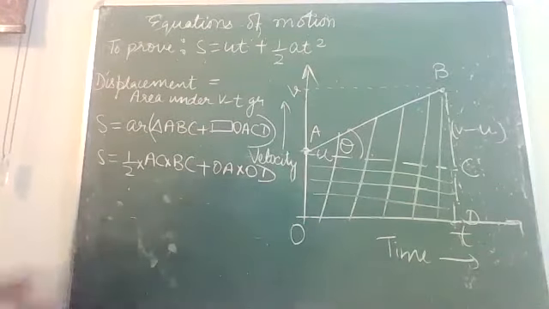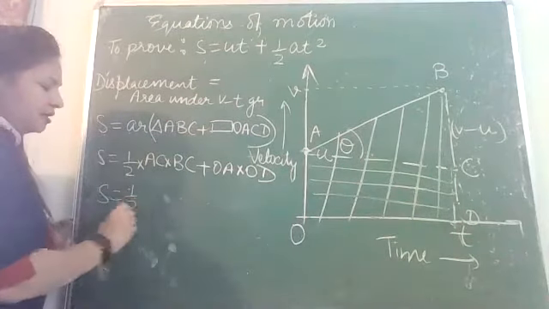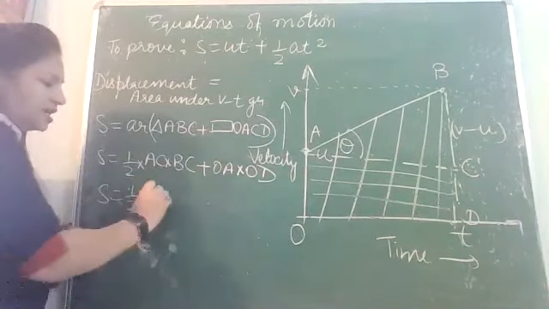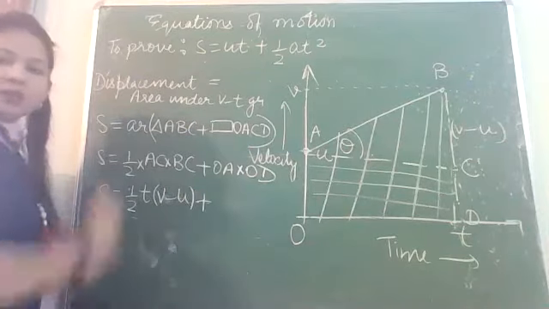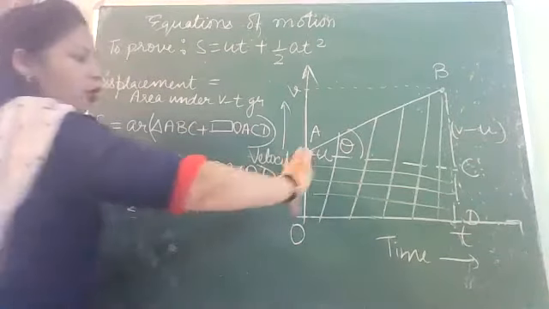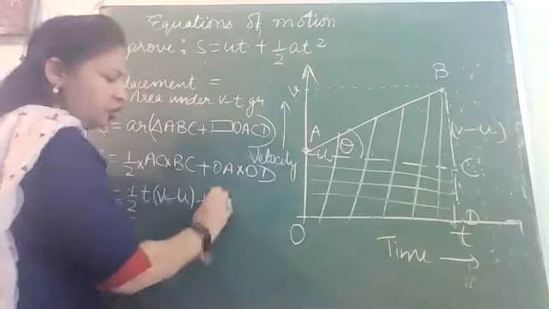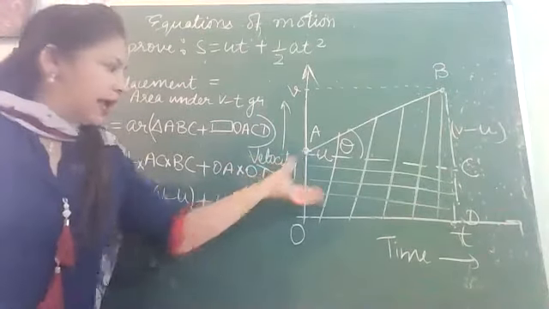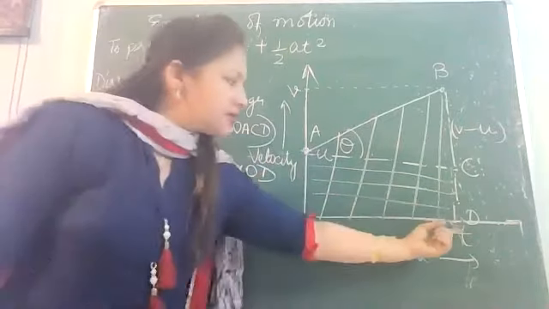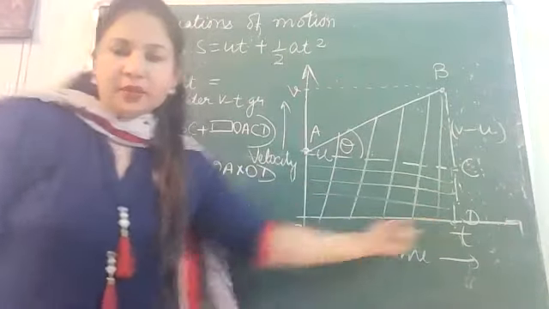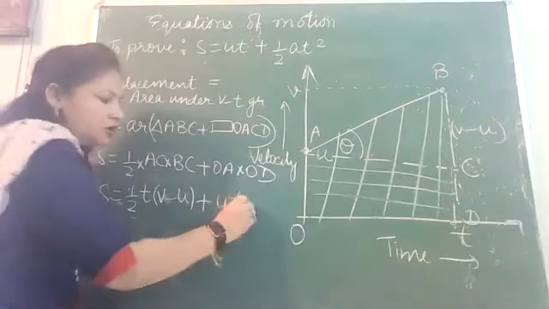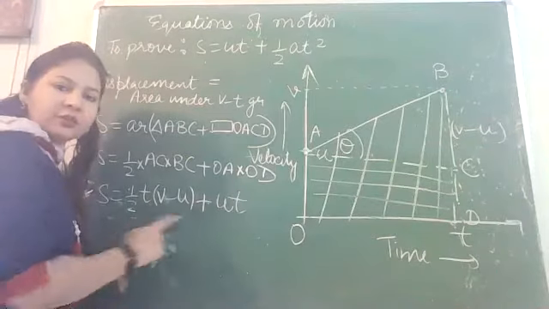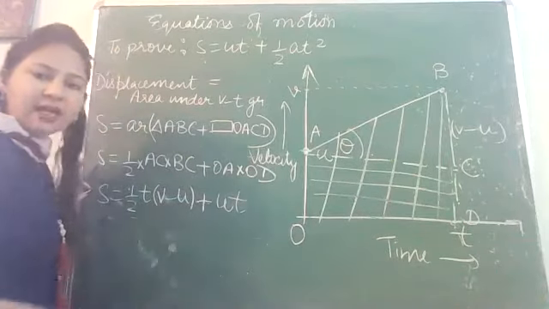Now let us put the values. What is AC? In the last article we saw it is T. What is BC? V minus U, that also we had put. How much is OA? OA is U. I told you from here to here the velocity is U. And what is OD? This is again time T, from 0 to T. So see, S has come, UT has come, half has also come in our expression. Just a little is left, then we will get the second equation of motion.